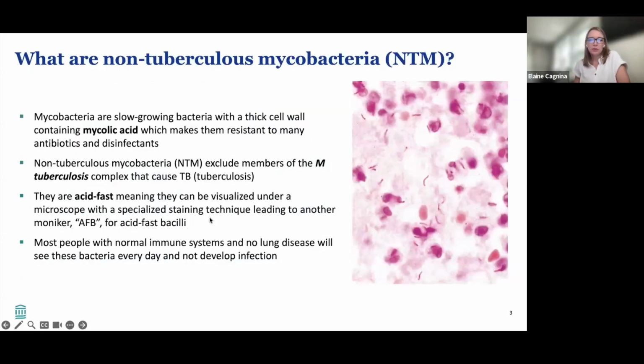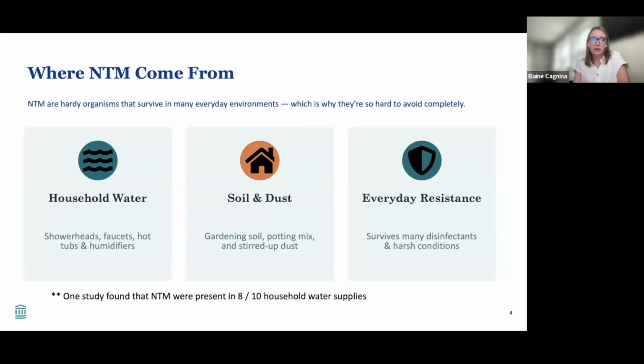Most people with normal immune systems and no lung disease will see these bacteria every day and never develop infection because they're very common in the environment, which is the next thing we'll talk about: where do they come from? They are hardy organisms that survive in many everyday environments, which is why they're so hard to avoid completely. And really, you can't avoid them completely. I think trying to avoid them completely is a losing task.